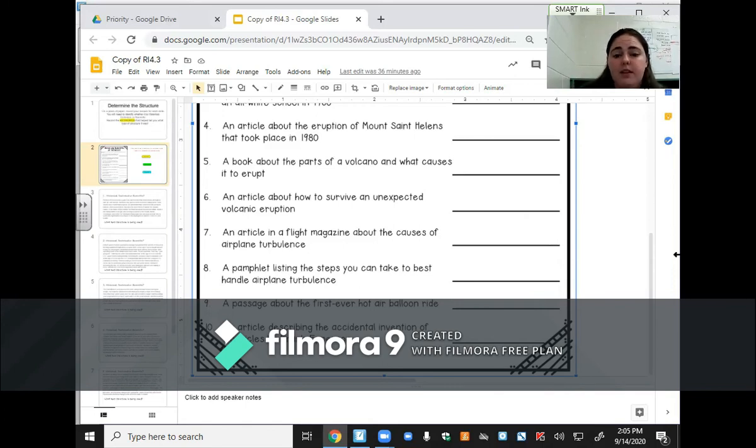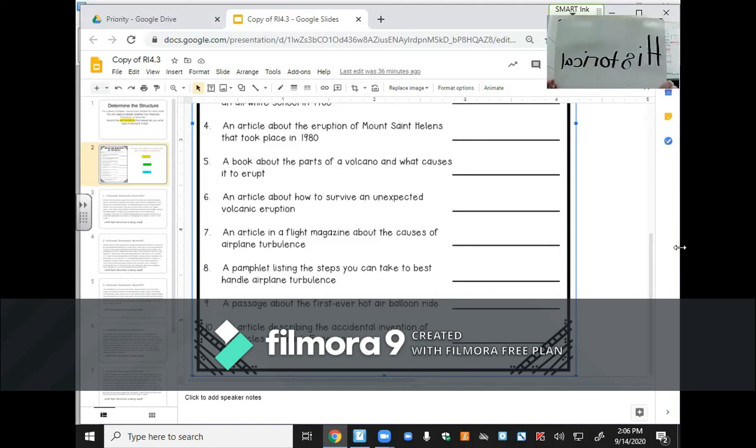All right, number 9, a passage about the first ever hot air balloon ride. So the first ever hot air balloon ride. Let's think about it. Is that telling us how to ride a hot air balloon? No. Is it telling us about a hot air balloon? So we're learning about it? Not really. But it's telling us about the first person who ever rode one. So what do you think that is?